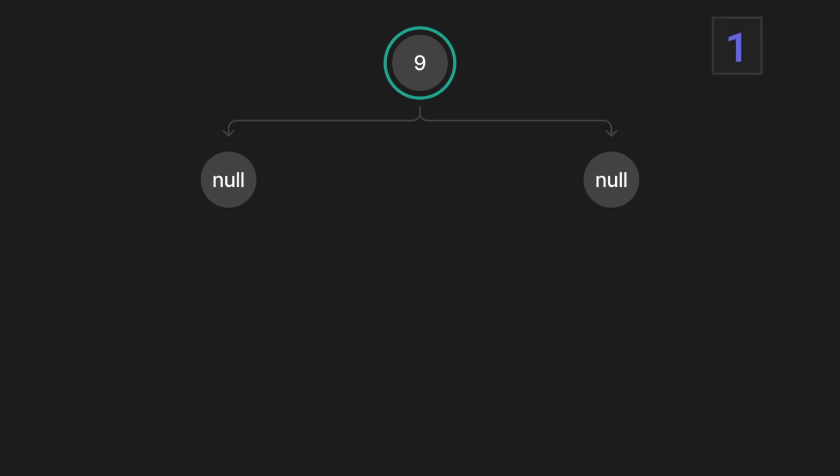Alright, so the root node could be null, and if this is the case, we could just return 0. So the next case would be if we only have one node. So in this case, the root node is also a leaf node because both the left and right are null. So we would return 1 because it takes us one node to reach a leaf node.